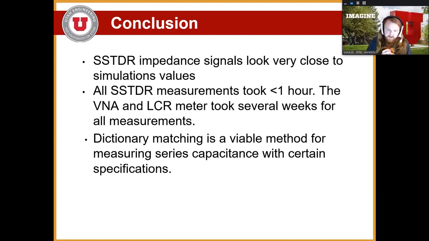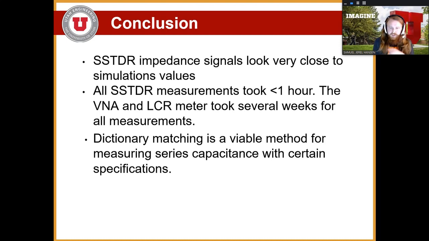So in conclusion, the SSTDR impedance signals look very close to our simulation values. Unfortunately, we did not have the program finished for actually extracting the impedance from the SSTDR signal, but we are currently working on that. And due to the signals looking very similar, we are very hopeful about the data that we will find. And then all of these SSTDR measurements took less than 1 hour. The VNA and LCR meter took over several weeks for all of the same measurements to be performed.